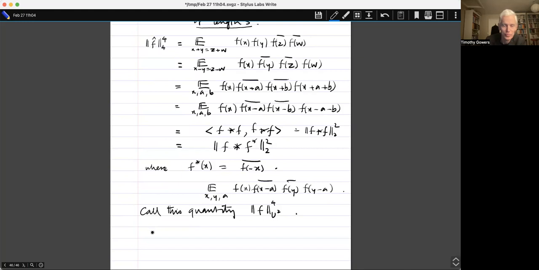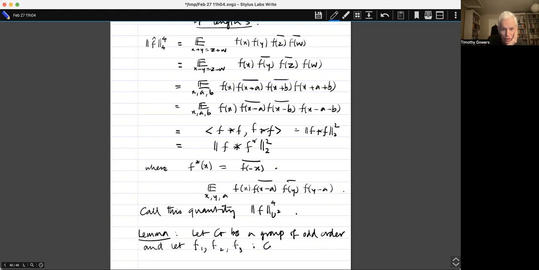Instead, I'm going now to prove a lemma. Let G be a group of odd order and let f1, f2 and f3 all be functions from G to the complex numbers.